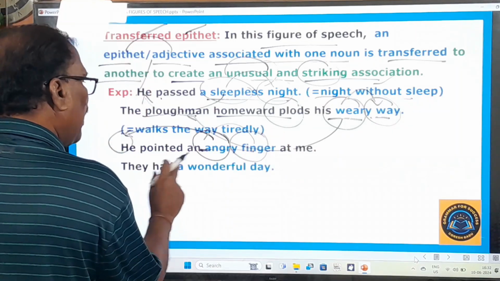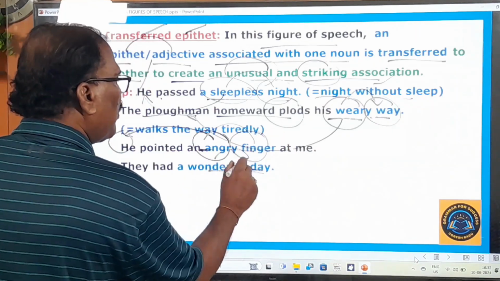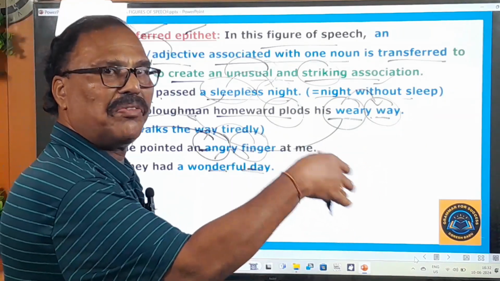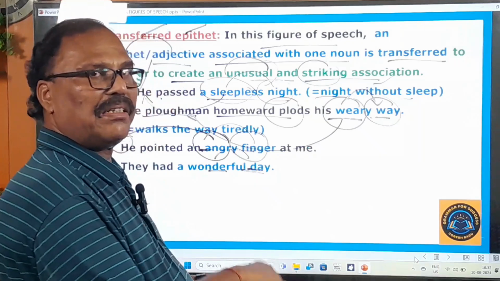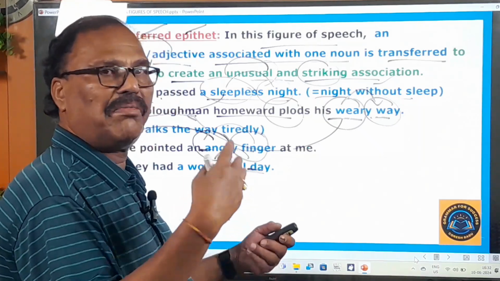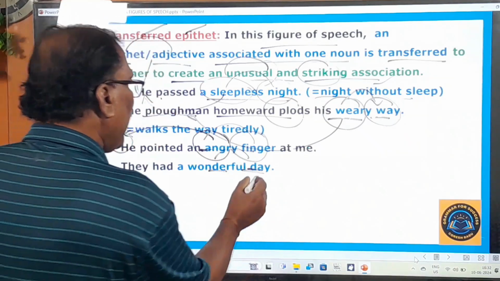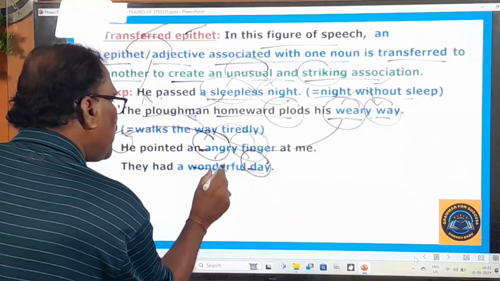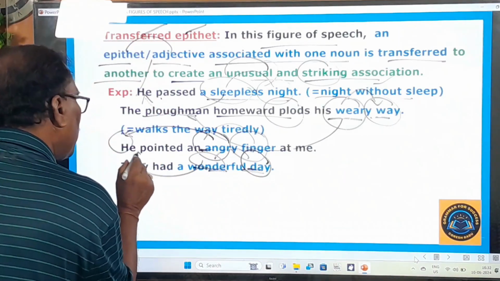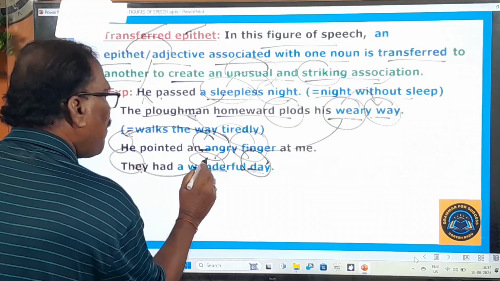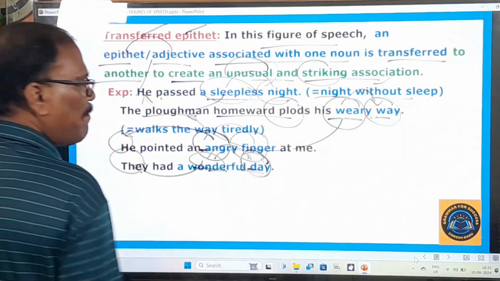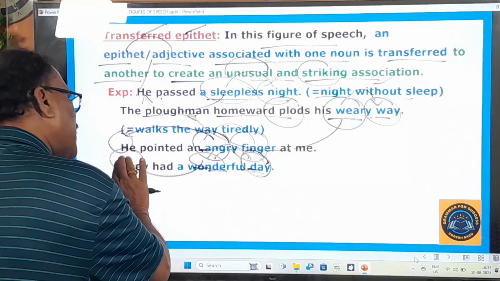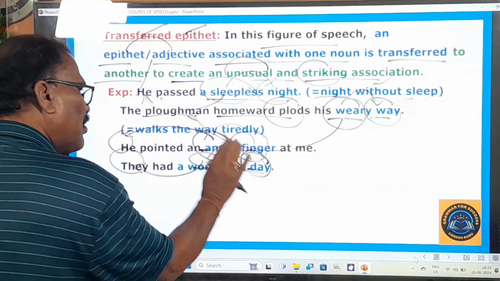And they had a wonderful day. A day cannot be wonderful. Day is day only. If you make it sorrowful, it will become a sorrowful day. If you make it wonderful, it will be a wonderful day. So here the day is not wonderful. Okay. Here this adjective is supposed to be used for this pronoun. But what happened? It is used for the day. That means, the adjective is transferred from this word to this word.